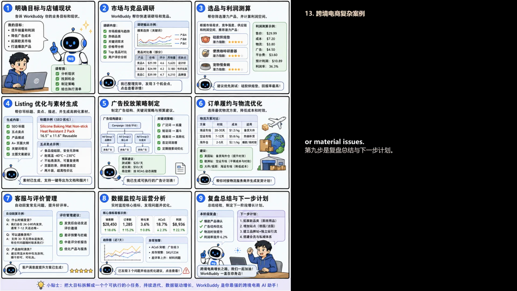The ninth step is review and next step planning. For example, confirm hit products, optimize ad structures, improve logistics timeliness, and raise profit margin. Then plan new categories and markets, brand sites, and membership systems.